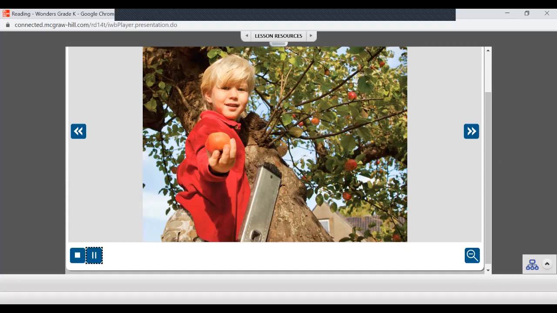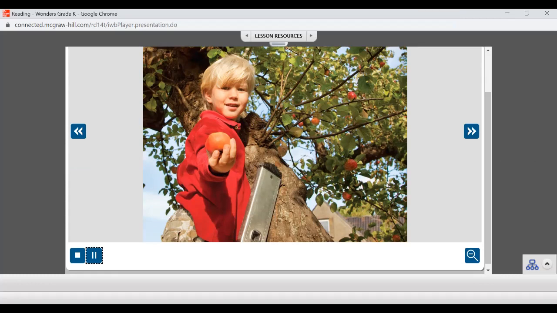Finally, we come to the fourth season, autumn. Have you ever picked apples at an orchard? Do you like the smell of pumpkin pie cooking in the oven? Have you ever jumped into a soft pile of leaves? These are some special things about autumn.